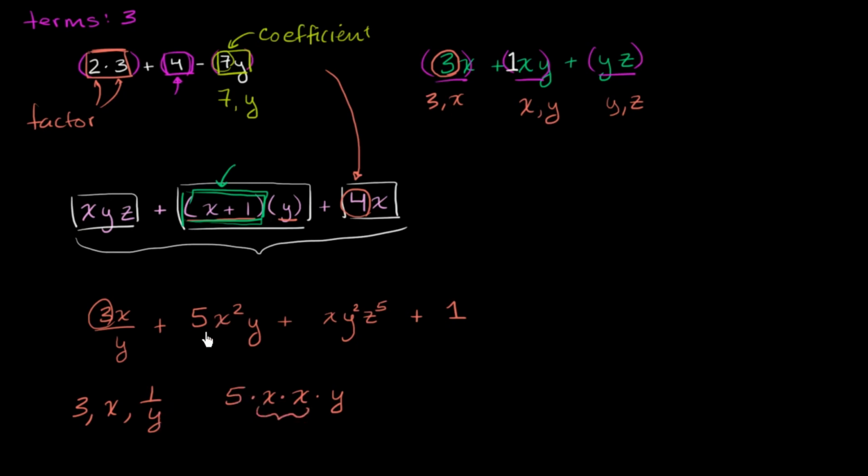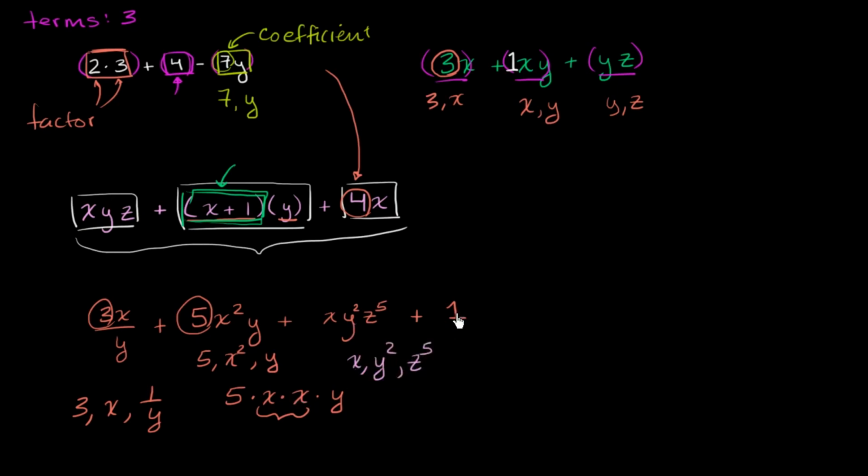So traditionally, people will say this has 3 factors. It has a 5, x squared, and a y. X squared is just considered a factor, and once again, what's the coefficient? It's the 5. So with that in mind, how many factors here? Well, you have 3 factors here. You have an x, you have a y squared, and you have a z to the 5th.